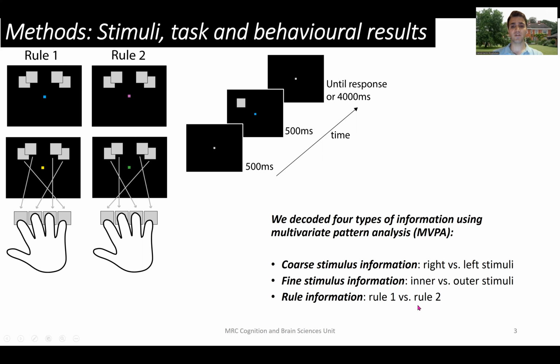Rule information was the third aspect, which we decoded from brain data, which refers to the discrimination between rule 1 versus rule 2. And response information, which refers to the discrimination between button presses using the middle fingers versus the outer fingers.